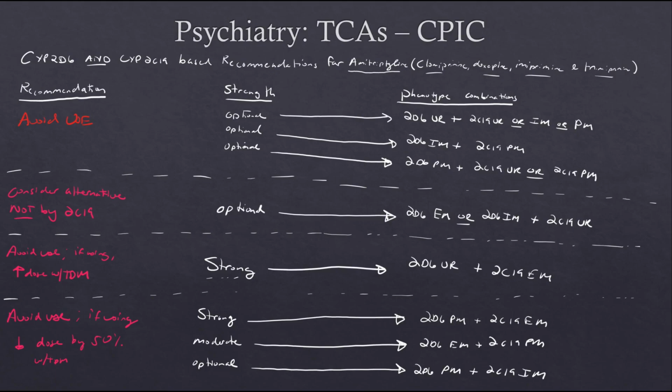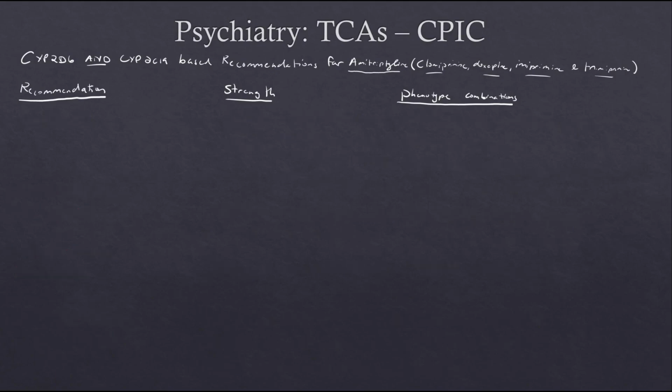Now continuing on with the slide, we have two sets of recommendations remaining. Let's take a look at what they are. The first set of recommendations says to decrease the starting dose by 25%. Let's take a look at which phenotype combinations this exists for.